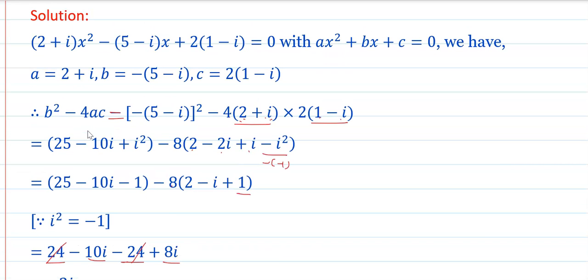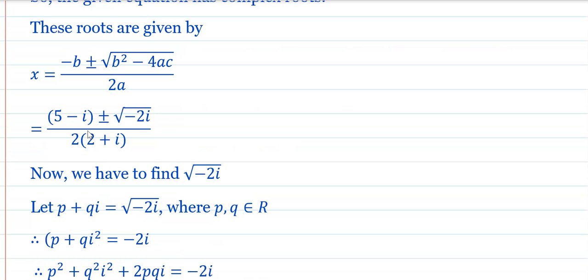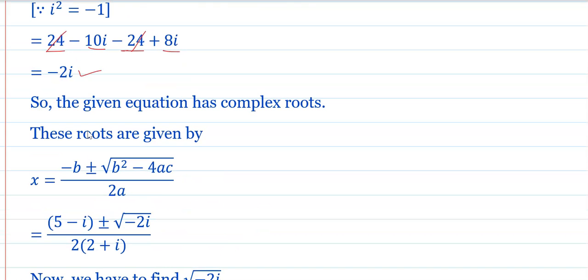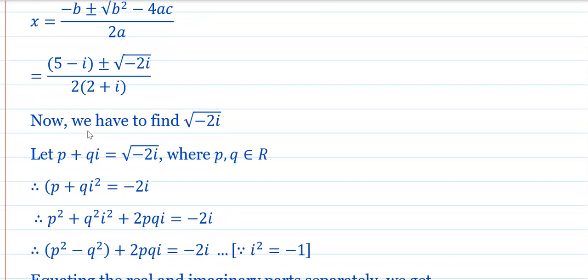What is the value of b? It is −(5 − i), but our b here is already negative, therefore that minus and minus that will become plus. Plus or minus root of b² − 4ac. Now we will find out the root of −2i. Now p + qi = √(−2i), where p, q belong to the set of real numbers. Squaring on both sides, (p + qi)² = −2i.